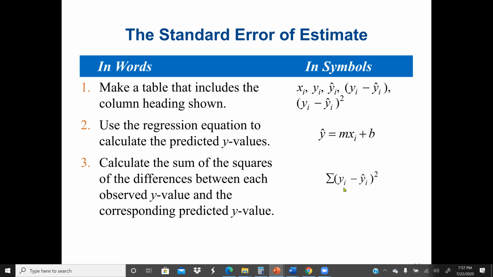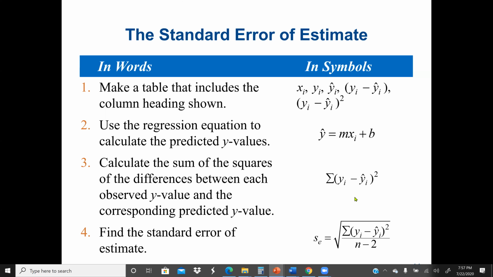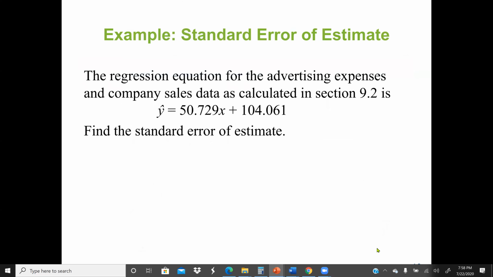Now, when we have it, we find the difference of the actual value and the predicted value. We square all of them. If it's 10 values, then we square all the 10 values and add them together. Then we find the standard error by dividing the sum of the squared differences of the actual value of Y and the predicted value by n minus 2. And that will give us, again, the standard error of estimate.